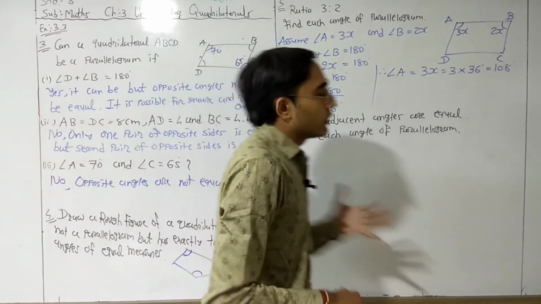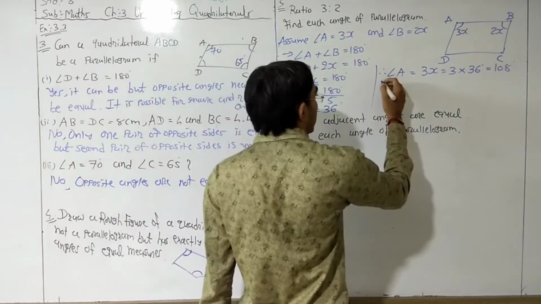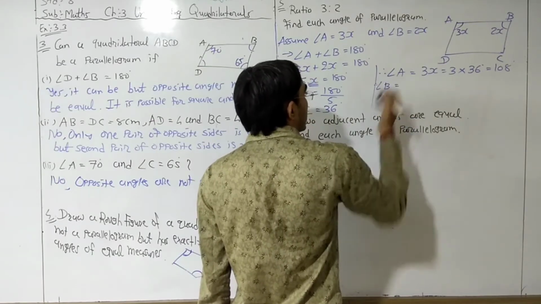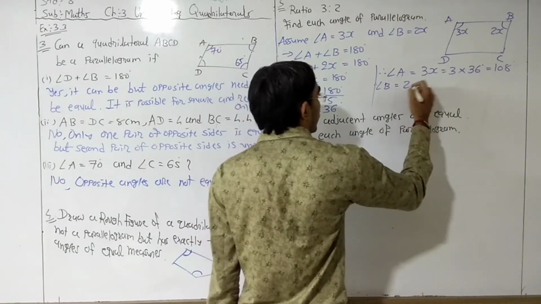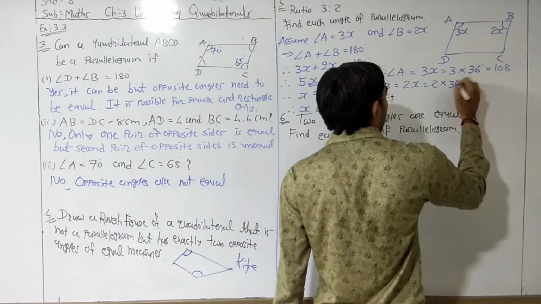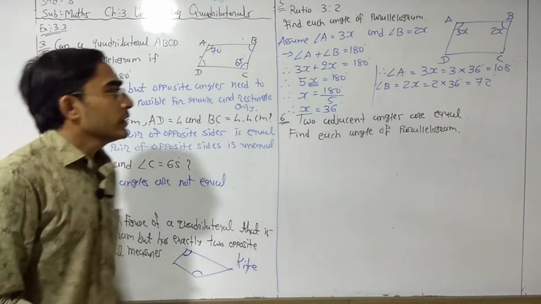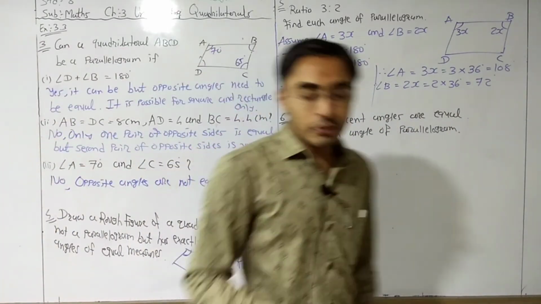Angle A is equal to 108 degrees. And we can find the value of B too. It is 2x, so 2 multiplied by the value of x, which is 36. So 36 into 2 is 72 degrees.